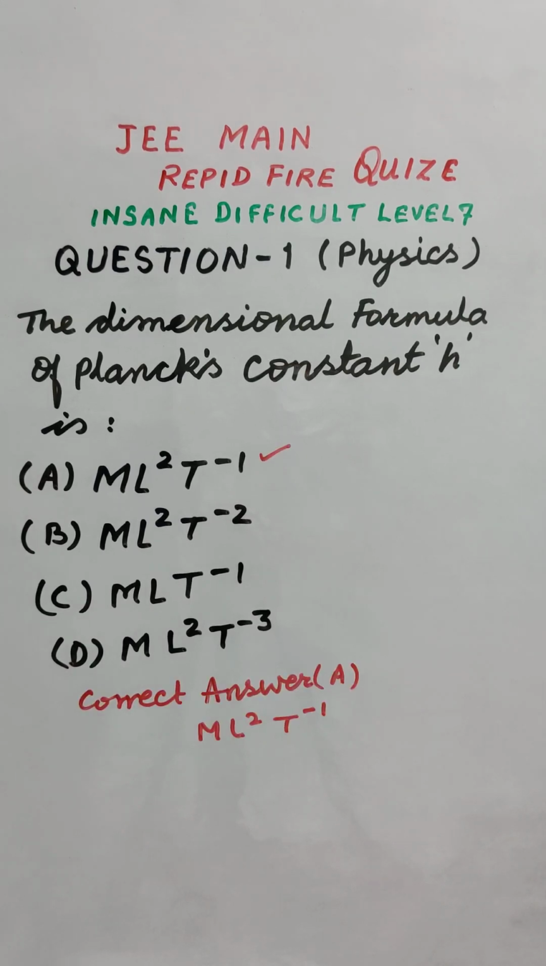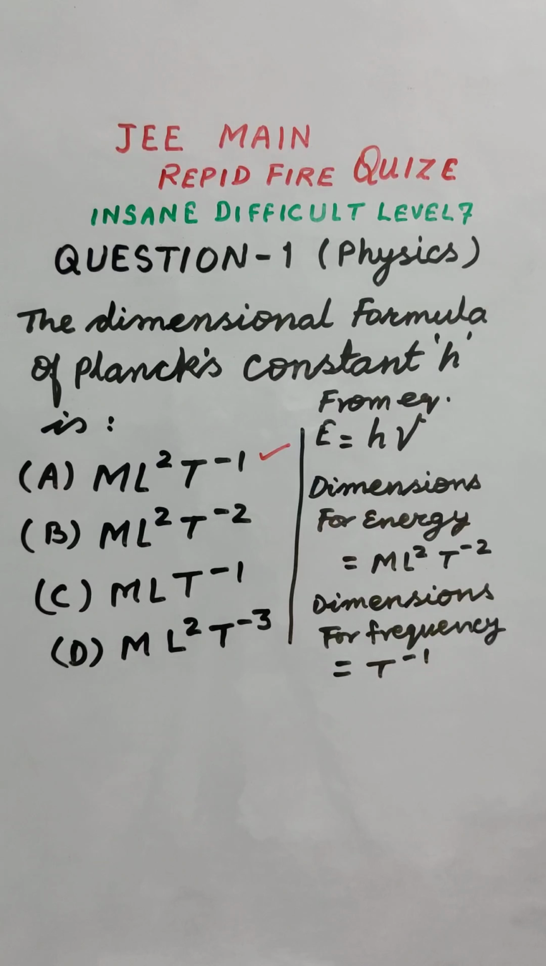Correct option is option A, ML²T⁻¹. How it is, I will explain it to you. We have E is equal to hν from Planck's equation. Now the dimension for energy is ML²T⁻². Dimension for frequency is T⁻¹.